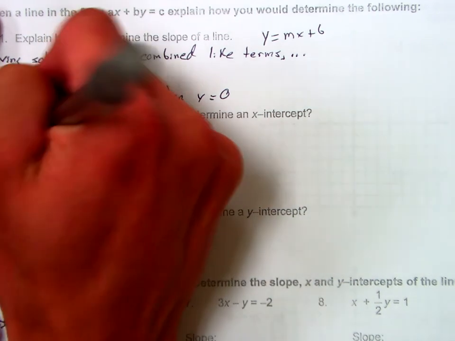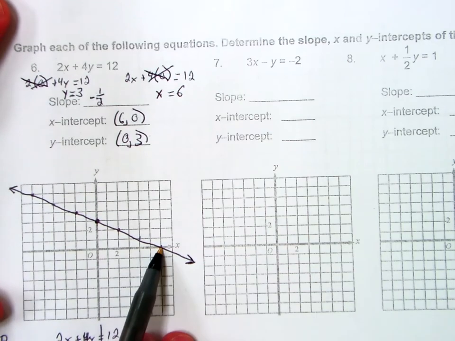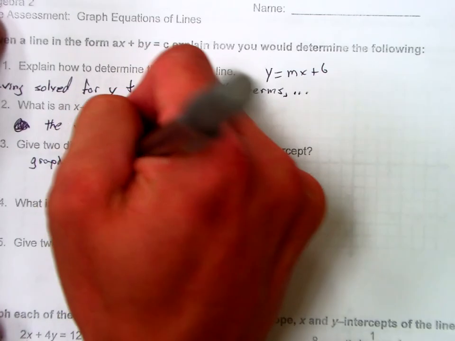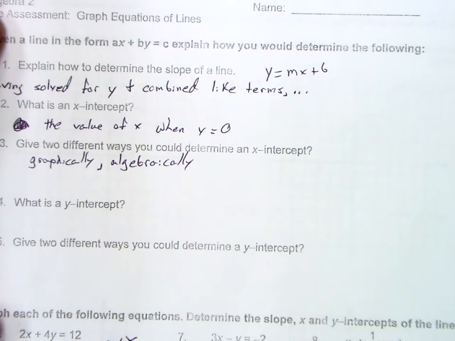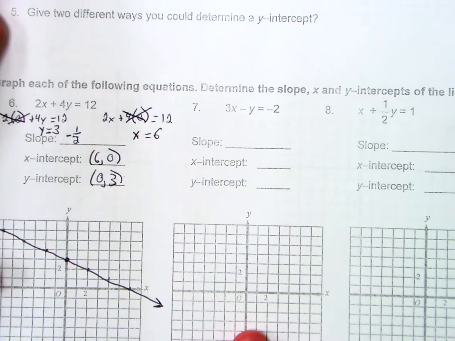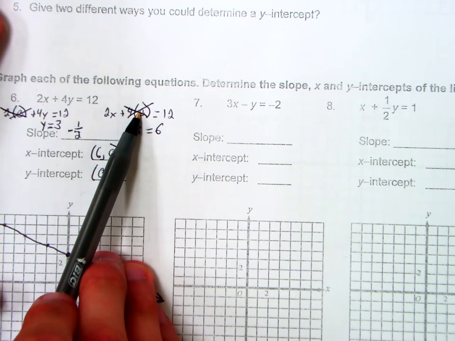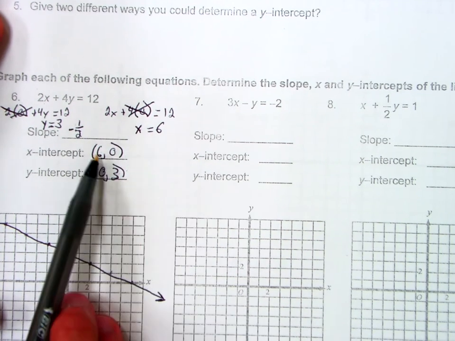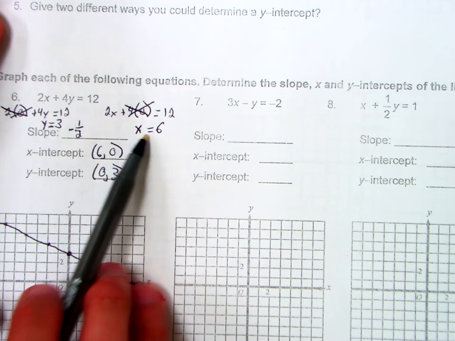So we just talked about that. Graphically. To show you what I mean by that, look at the graph. There's the x-intercept. It's at 6. Or algebraically. Let me show you what I mean by that. That's what we just did right here. Algebraically, we plugged 0 in for y, and using algebra, we solved for x. We found that x equaled 6. So just like the graph said that the x-intercept was 6, so did our algebraic method.